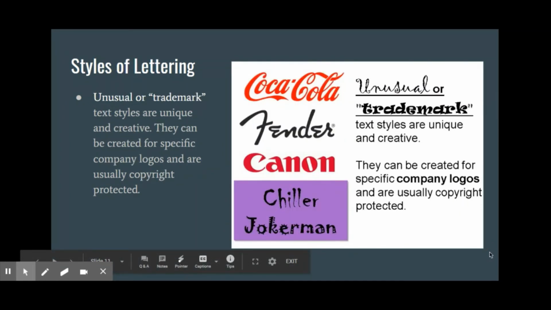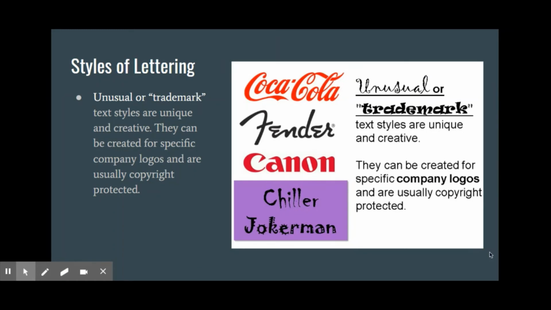The last style of lettering that we're going to look at is unusual or trademark. So these are text styles that are unique and creative. They can be specific to a logo design for a company and are usually copyright protected, or they can be an unusual style that the font style matches the name that they gave it. So for example, Chiller or Jokerman fonts, which you've probably seen or even used, are considered unusual fonts because they're very specific to the name that they were given and kind of resemble that.